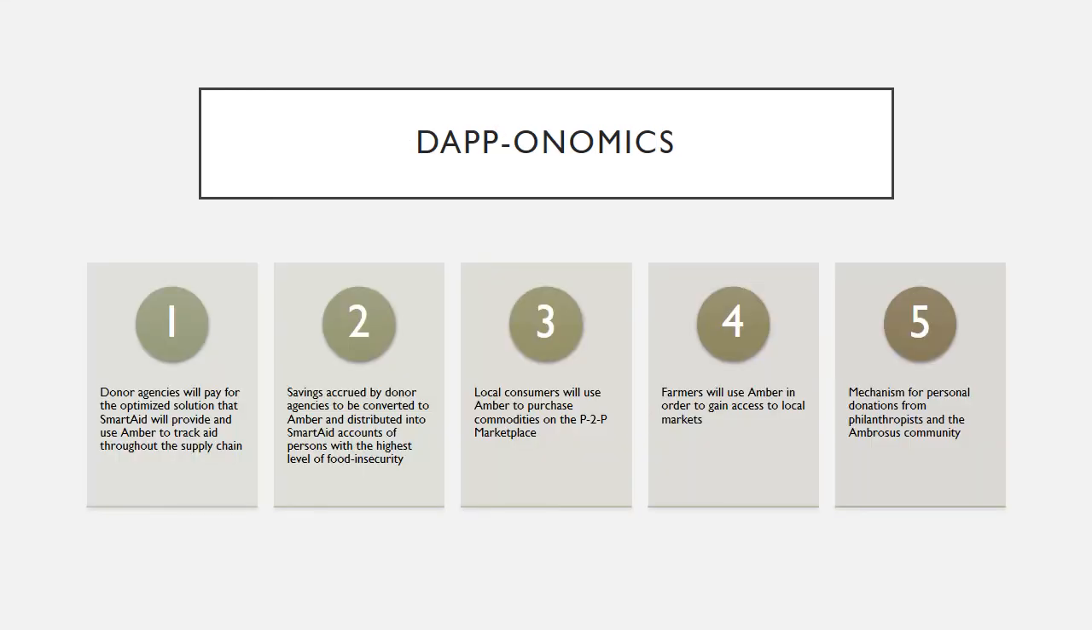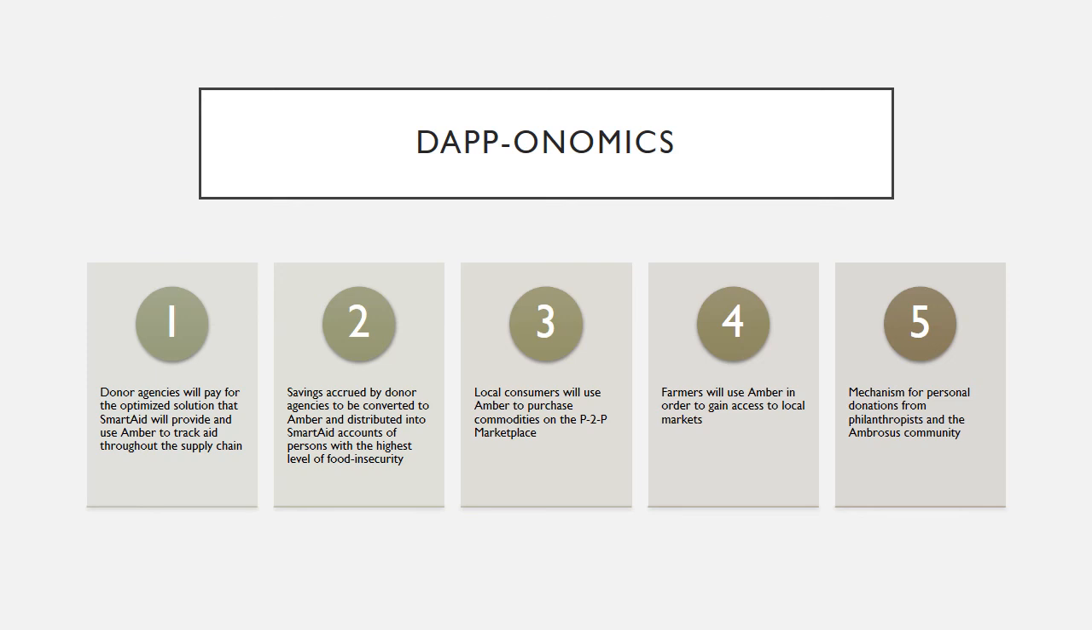As for SmartAid's dApponomics, first will be the donor agencies who will pay for the optimized solution that Ambrosus will provide and use Amber to track aid throughout the supply chain. The savings accrued by those donor agencies can be converted to Amber and distributed into the SmartAid accounts of persons with the highest level of food insecurity.